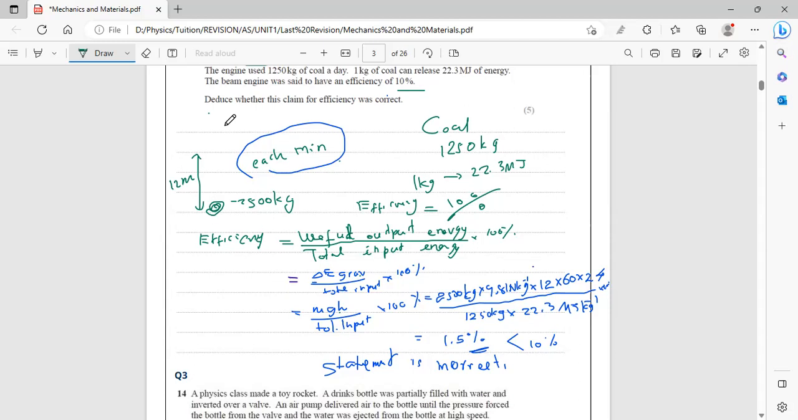It's less than 10. Yep. I found it less than 10. Less than 10. Yeah. What do you get, Mishindi? I got 1.52. 1.5%. Right. So less than 10%. So the statement is incorrect.